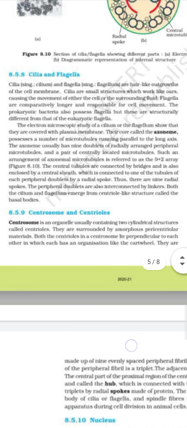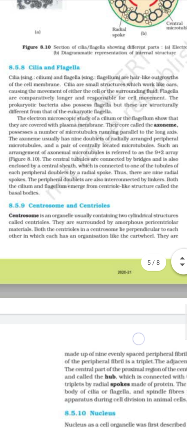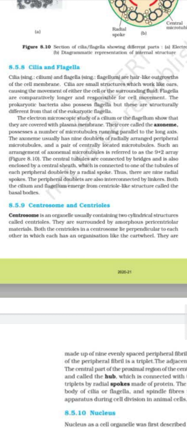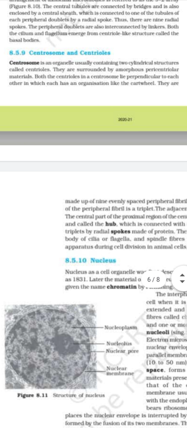Basically, if you talk about cilia and flagella, the main thing you need to remember is that they are longer, firstly. Secondly, the most important thing about cilia and flagella is that they are responsible for the movement of the cell. Okay. Next, let's see centrosome and centrioles.